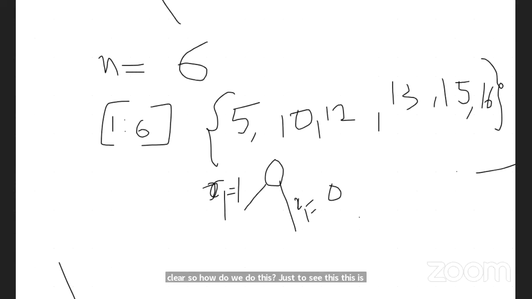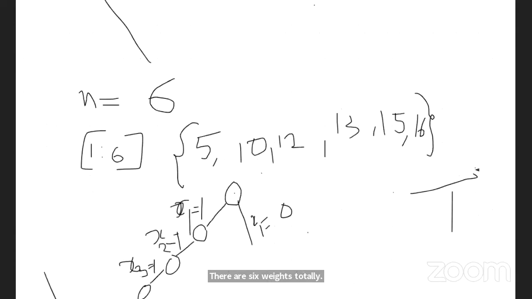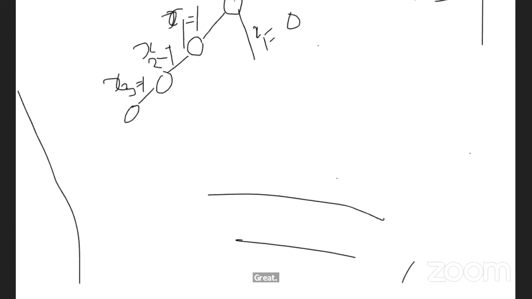Next, again, I'm going to put x2 in the bag. If I put x2 in the bag, the weight will become 1. Similarly, I'm going to put x3 in the bag. And how many weights are there? There are 6 weights totally. So depth first, it will go till the leaf node. I'm going to put x4 is equal to 1. I'm putting it in the bag. Next, like this, x5 and x6 I'm going to put in the bag.